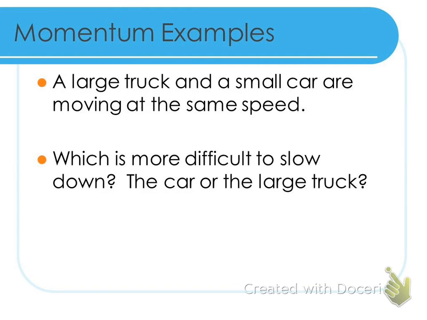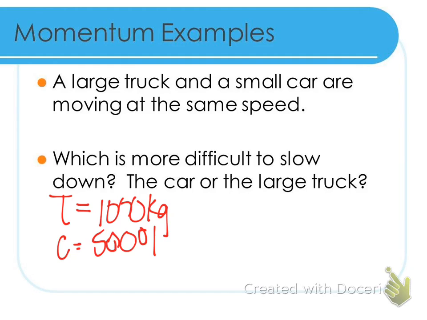Okay, so let's say that the truck had a mass of 1,000 kilograms and the car had a mass of 500 kilograms. The momentum of the truck would be twice as much as the momentum of the car. So it's going to take twice as much force to slow that object down. All right.